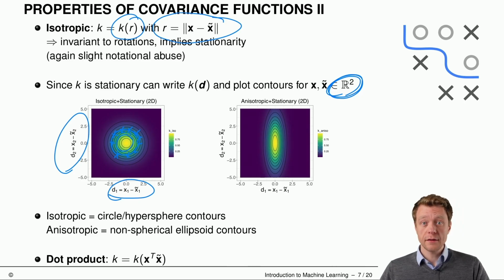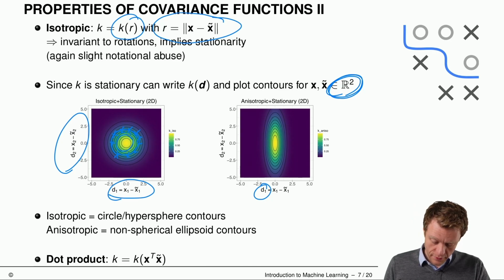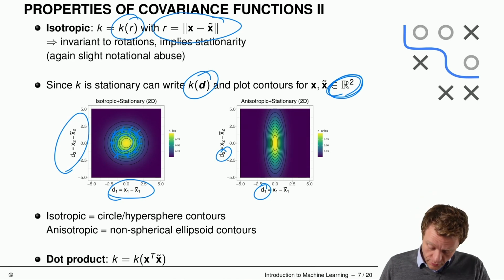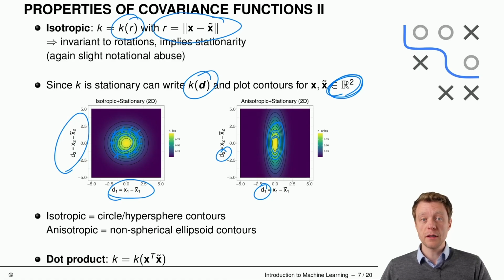And on the right-hand side, you see an example of an anisotropic but stationary kernel. It is stationary. Or why is it stationary? Perhaps think about that for a second. It is stationary because we can actually draw this plot here, right? It's a plot of the difference. We are plotting D1 and D2, and as we can do that plot, it's clearly a stationary kernel. But it is not isotropic because these lines here are not circles, but they are ellipses, right?